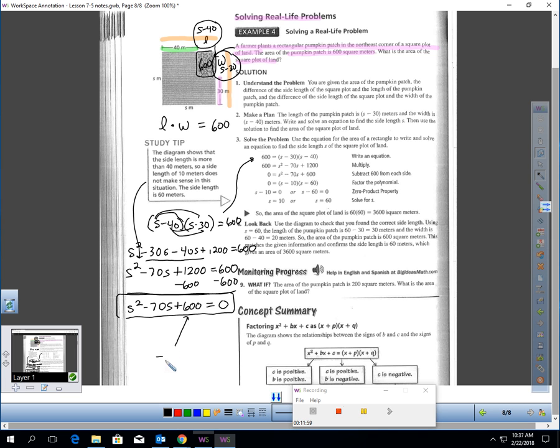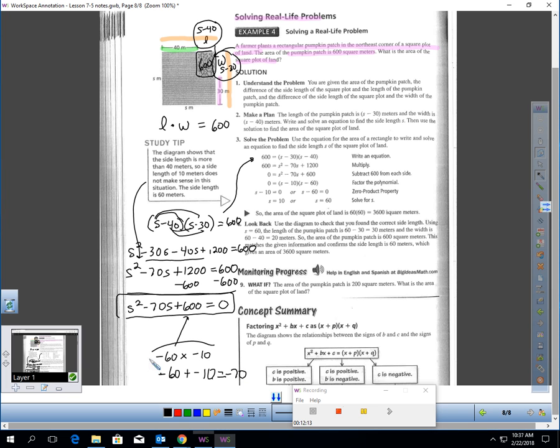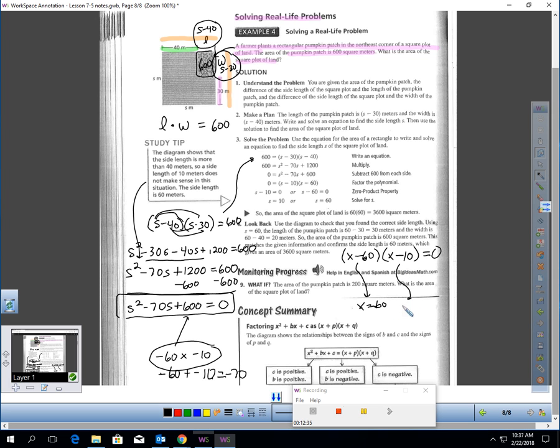Think, isn't negative 60 times negative 10 positive 600? And isn't negative 60 plus negative 10 negative 70? I think we just found our factors. It's negative 60 and negative 10. So let me write my equation out. It's x minus 60, x minus 10 equals 0. That means to solve, I can use the zero product property. One of these has to equal 0. To make this equal to 0, x would have to be 60. And to make this equal to 0, x would have to be 10.